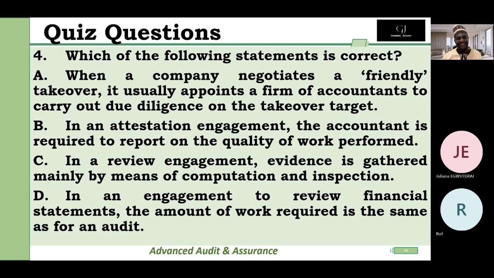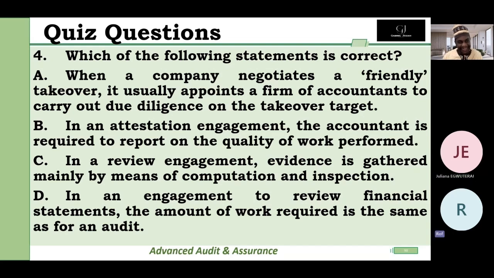I like this number 4. Which of the following statements is correct? There's no all of the above. No option E. So you must take between A, B, C, D. They are quiet. This question is tough. I'm looking at A. I said A, due diligence. Are you both agreeing with A? I said A. Rufiat, are you consenting with your sister, your partner? We'll go for A.